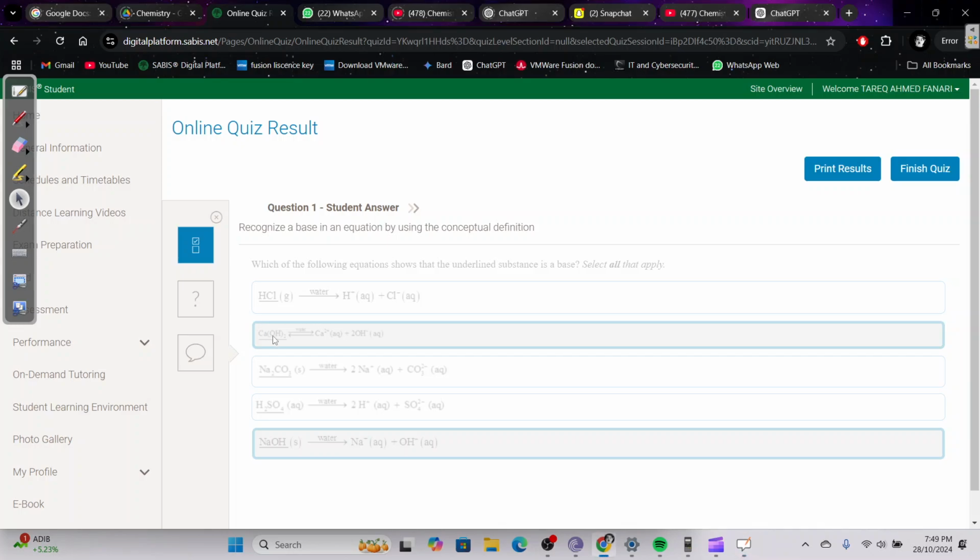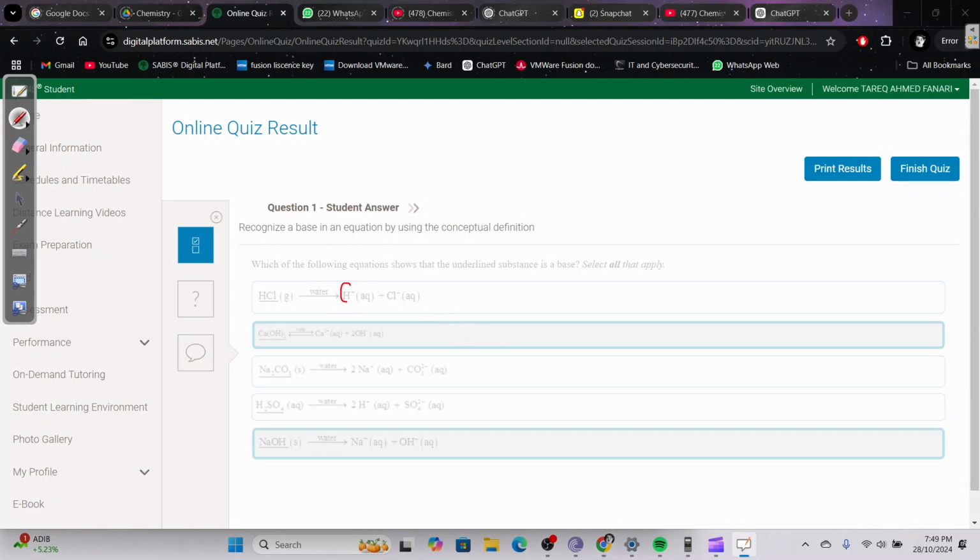Okay, so CaOH, obviously that's a base. It gives off OH ions, and NaOH has hydroxide in it, and it gives off OH ions. Now, if you check all of them, this is an acid. It gives off hydrogen ions.